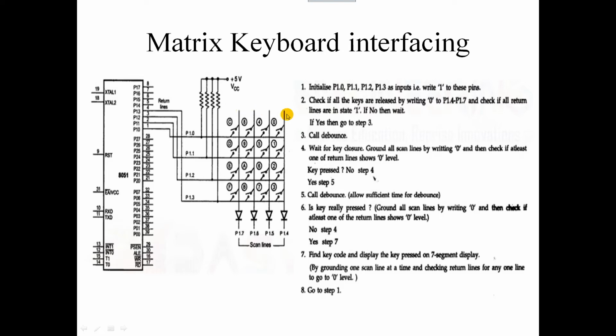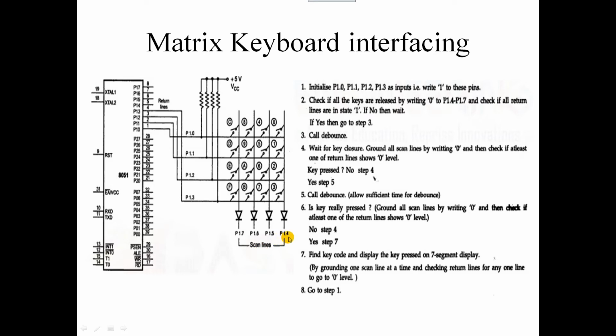So that can all be interfaced with this particular matrix keyboard. This matrix keyboard is going to be connected with the two port pins of this particular keyboard. We will be having 4 pins for the rows, and for the columns we will be having 4 pins. The column pins are going to be used as scan lines for the keyboard.